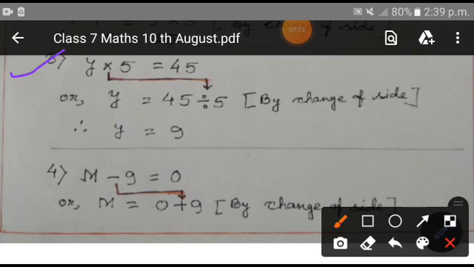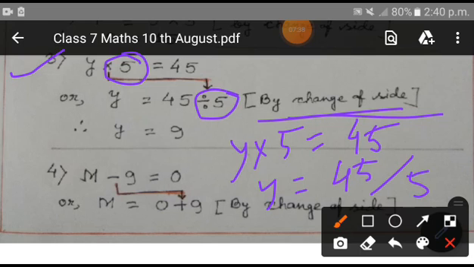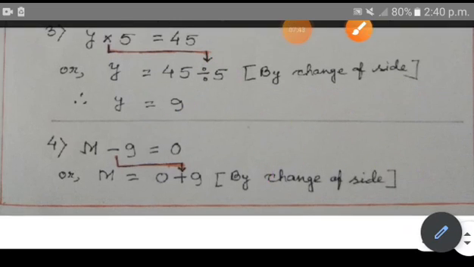y into 5 equals 45. So now this into will become divide. Plus becomes minus, minus becomes plus, multiply becomes divide, and divide becomes multiply, whenever there is a change of side. See, here it is written, by change of side. So here this 5 will go down into the denominator, because y into 5 equals 45. Therefore y will be equal to 45 by 5. So now you cancel out 45 with 5, and you will get 9 as the answer.